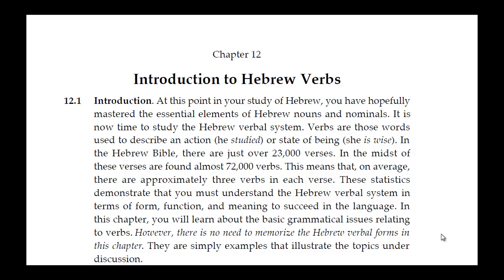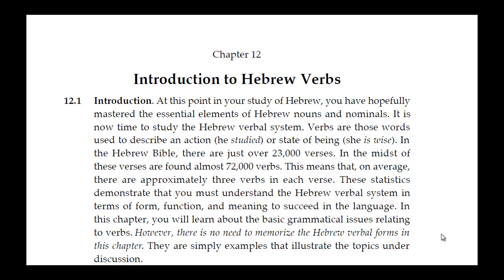At this point in your study of Hebrew, you have hopefully mastered the essential elements of the Hebrew nouns and pronouns and nominals. It's now time to study the Hebrew verbal system. Verbs are used to describe an action, like he studied, or a state of being, she is wise. And in the Hebrew Bible, there are just over 23,000 verses.